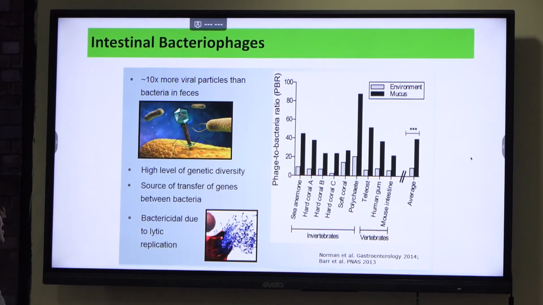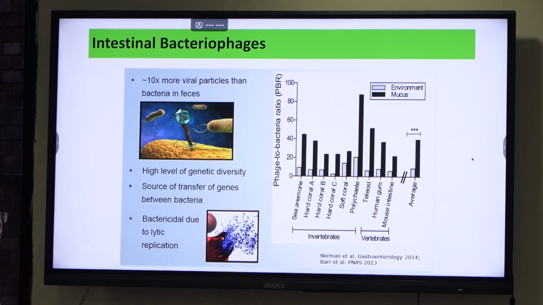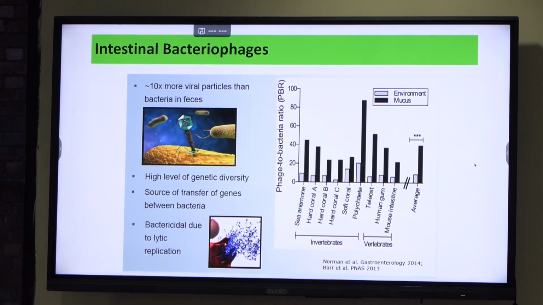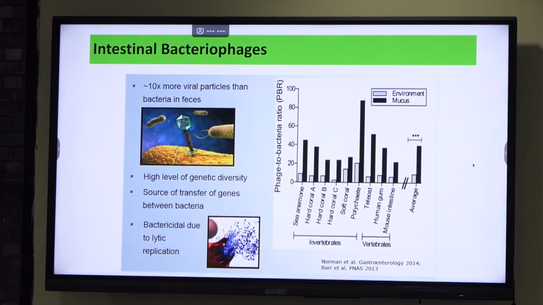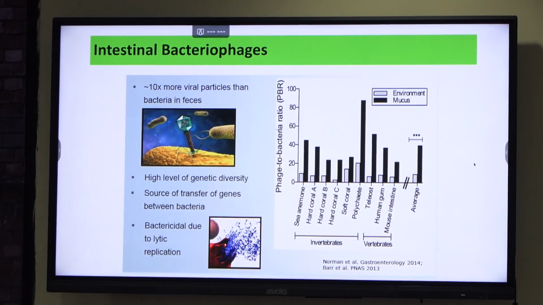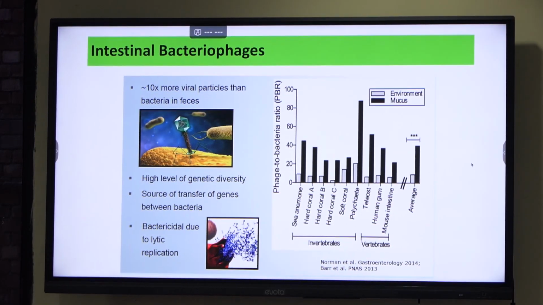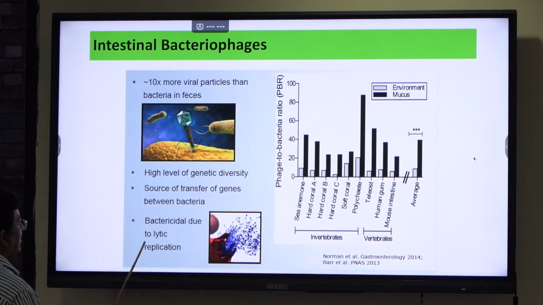High level of genetic diversity, source of transfer of genes between bacteria. You see, this is also very interesting. If 2 different bacteria are there, they can transfer the genome. We studied about this transduction and all that during our BSc. So, bactericidal due to lytic replication.